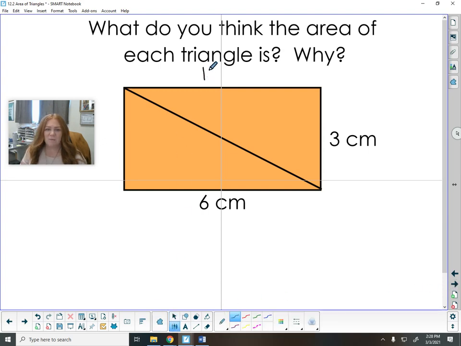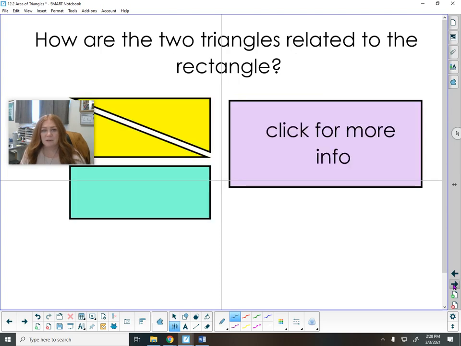So our total rectangle was 18 centimeters squared. So what do you think this would be and this? Do you think they're the same? Do you think they're different? What do you think those are? So we'll come back to that in just a second.